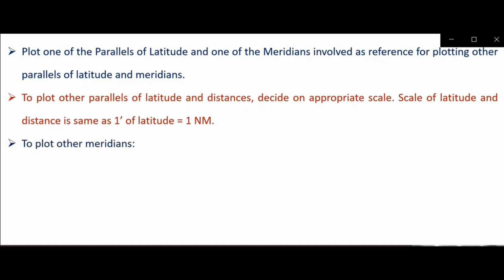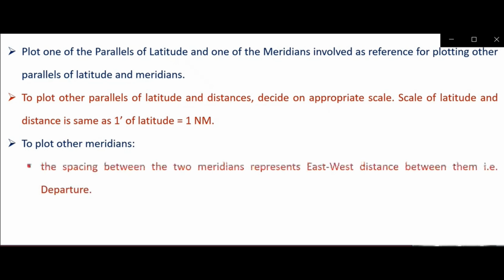Next, we plot the other meridians with respect to the reference meridian just discussed above. We need to find out what shall be the east-west spacing between the two meridians. This east-west spacing shall depend on the d long between the two as well as the latitude. Why? Because meridians have maximum separation between them at the equator and they all converge at the poles. The east-west distance between them, we all know, is called departure.